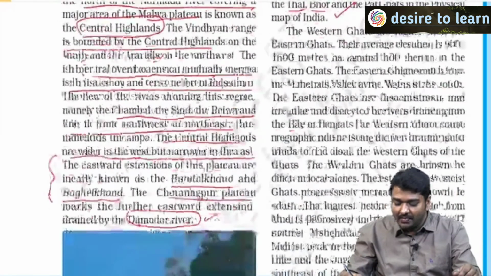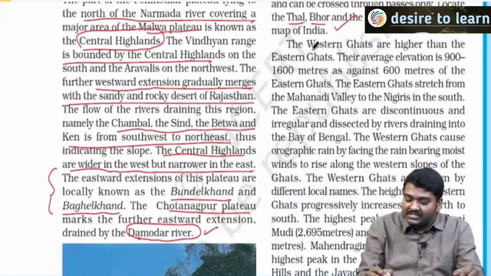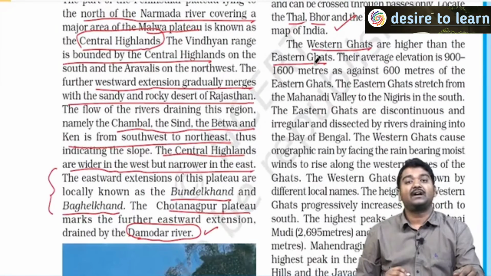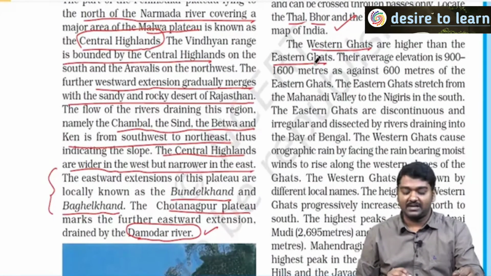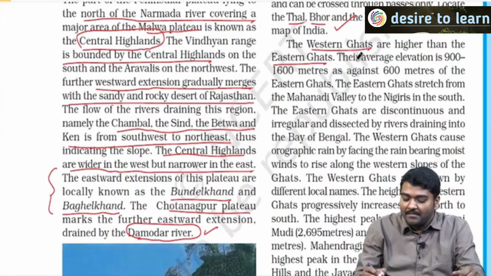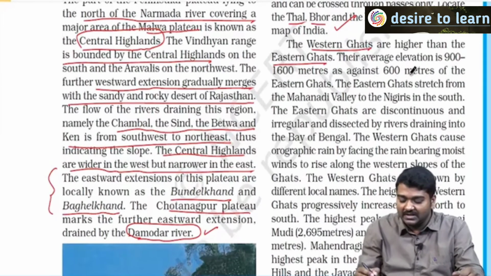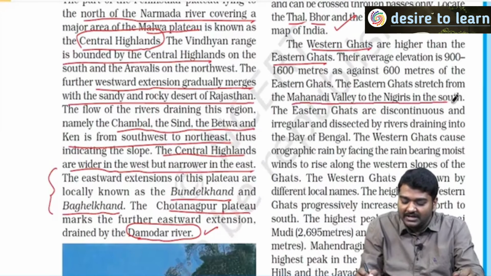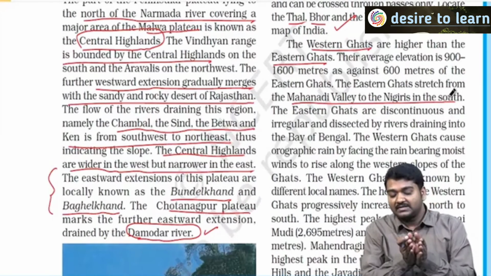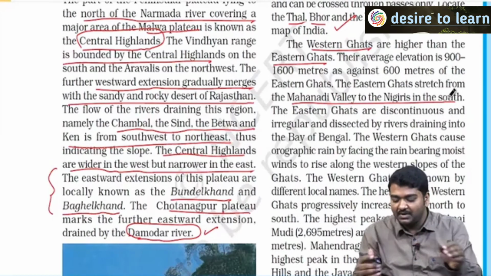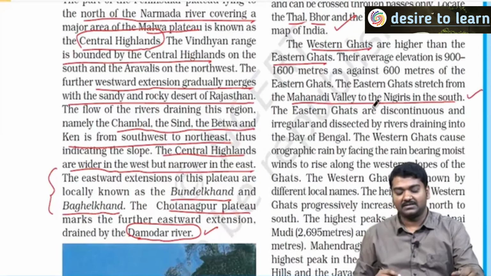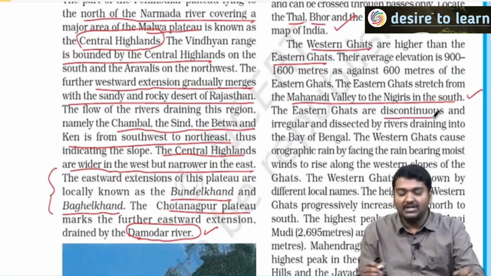And then we need to know that Western Ghats are higher than Eastern Ghats. If they ask you to compare Western Ghats and Eastern Ghats, these are important. Their average elevation varies. The Eastern Ghats stretch from Mahanadi Valley to the Nilgiris in the south. Where do Western Ghats and Eastern Ghats meet? It meets at Nilgiris. The Eastern Ghats are discontinuous.